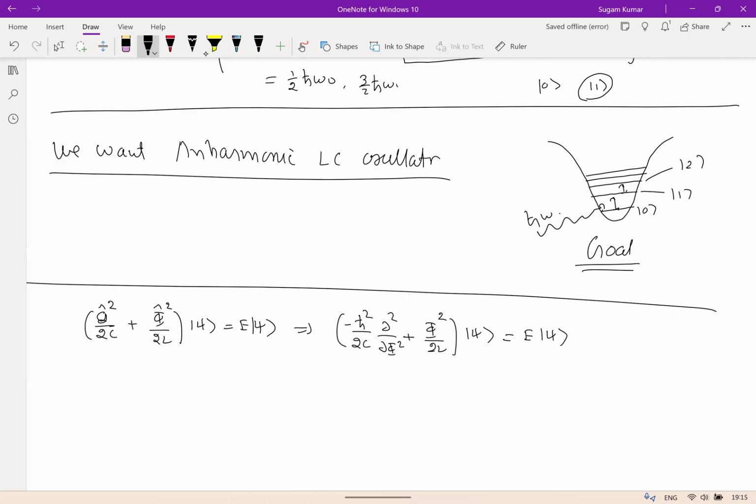Now, I'm going to introduce some new terms here. One term I'm calling EC. This is called the single electron charging energy.